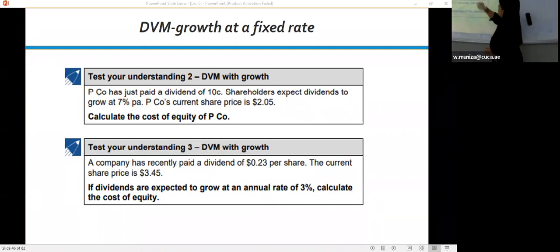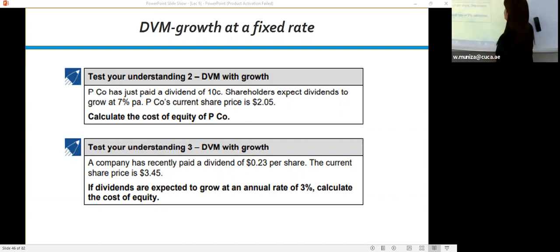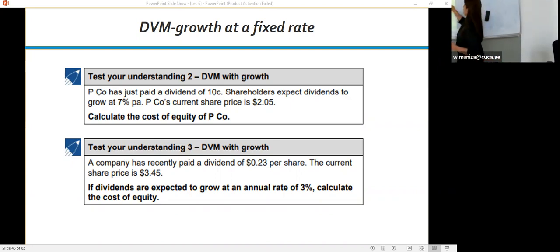So students, what is the current dividend? It's 10 cents. 1 plus, sorry, 0.1 or 10 cents you can take. Shareholders expect the dividends to grow at 7%, 0.07, divided by P0, the current share price, which is 2.05. So in cents you can take it as 0.205, and then plus G, 7%, 0.07. First do this portion, Atif, and then plus G.